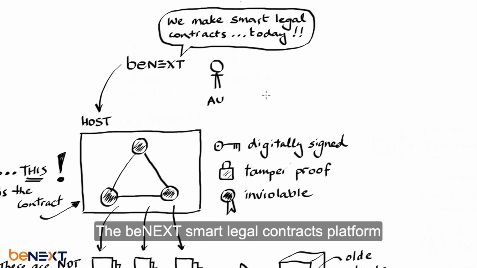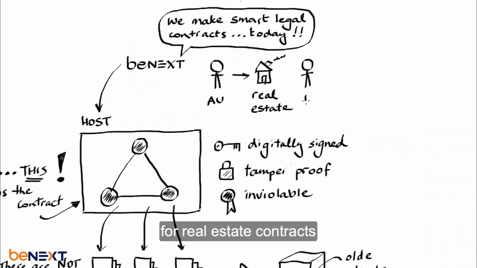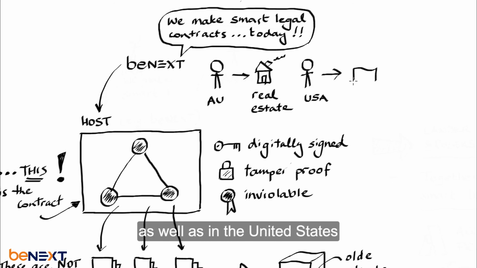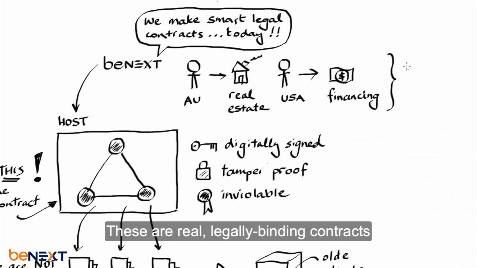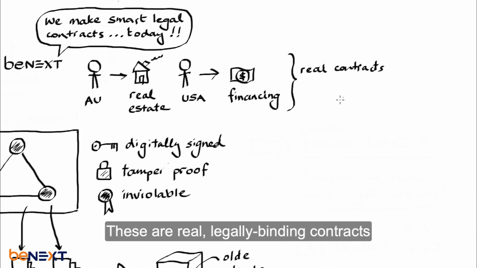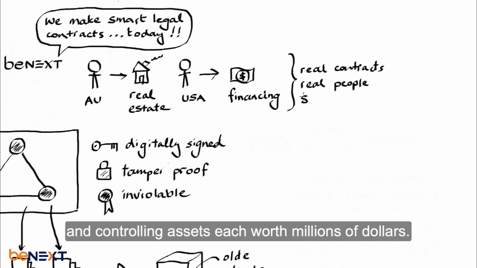The bNext Smart Legal Contracts platform is in active use in Australia for real estate contracts, as well as in the United States for loans and property finance agreements. These are real, legally binding contracts, being executed for real people, and controlling assets each worth millions of dollars.